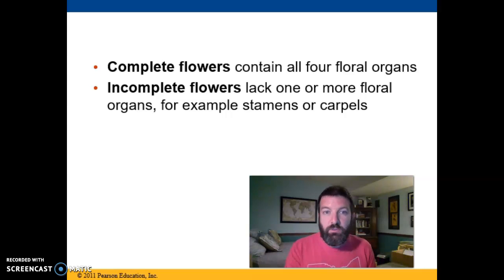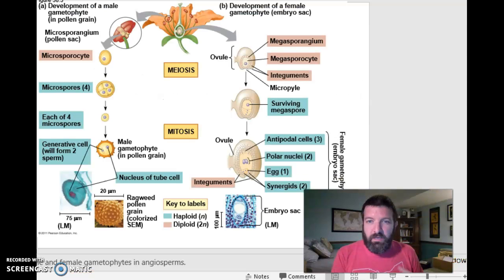and the stamen. And those are called complete flowers, but some flowers are incomplete, which means they lack at least one of those organs. Very often, that's lacking either the stamen or the carpel if you have flowers that are specifically male or female. It's called dioecious, an organism that has separate sexes. Some species are monoecious, which means everyone's a hermaphrodite, essentially. Humans are dioecious. Some flowers are too. Let's look a little closer at how these gametophytes are formed.